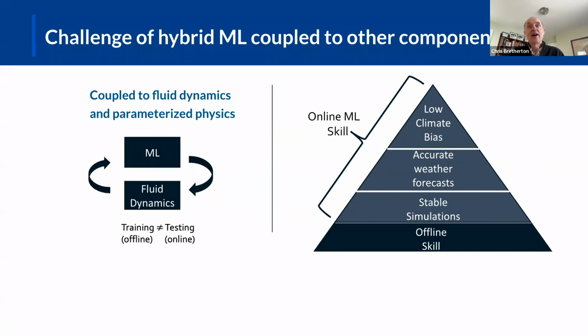In fact, offline skill may still lead to a machine learning parameterization which doesn't produce stable simulations. If you can make it stable, it may not produce accurate weather forecasts. Even if you can make accurate weather forecasts, it may start drifting over time and produce climate bias. So you have to climb this pyramid of online skill to where we get both accurate weather and accurate long-term climate, which is going to be the mean statistics of that weather.